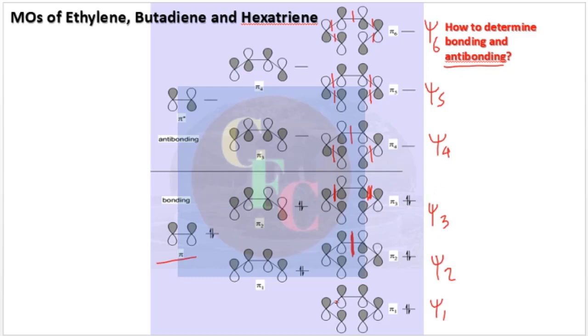Just by looking at the orbital you can say whether it is bonding or anti-bonding. See, if you count here, what are the bonding situations in psi 1? 1, 2, 3, 4, 5. So 5 bonding situations, and 0 non-bonding situations. Fine. Here you see there are 4 bonding situations and 1 non-bonding. So 4 bonding, 1 non-bonding. Here you have 3 bonding, 1 non-bonding, right.